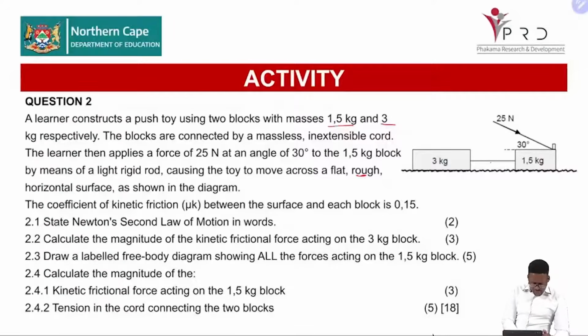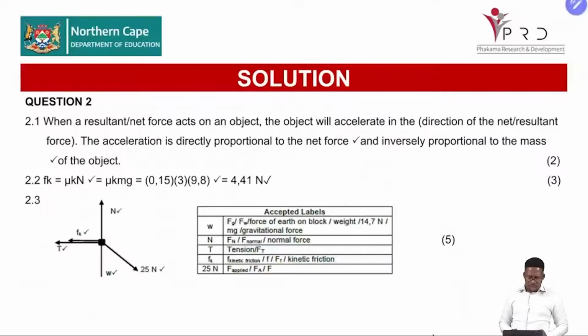So the first question says state Newton's second law of motion in words, and we state the definitions the way they appear from the exam guideline. So let's make sure that we state them the way they appear from the exam guideline. When a net force acts on an object, the object will accelerate in the direction of the force. Acceleration is directly proportional to the net force and inversely proportional to the mass of the object. That's how we get 2 marks.